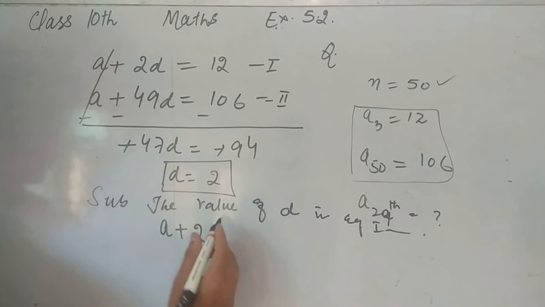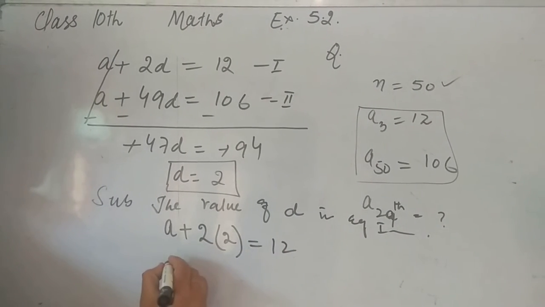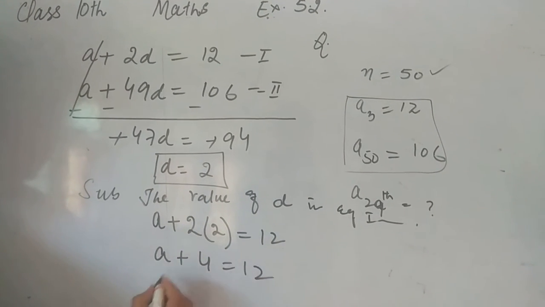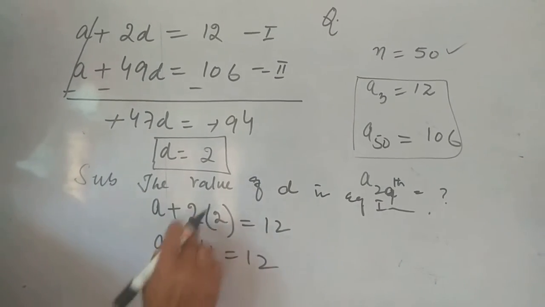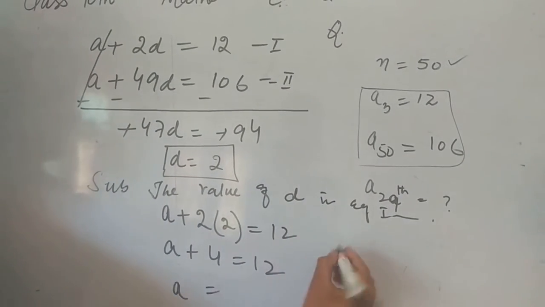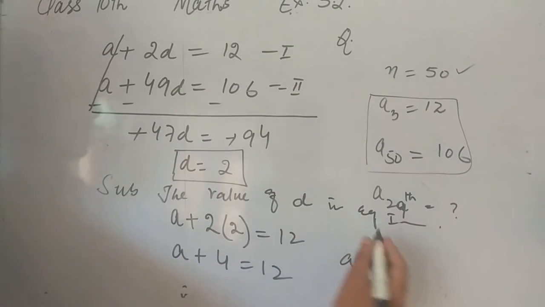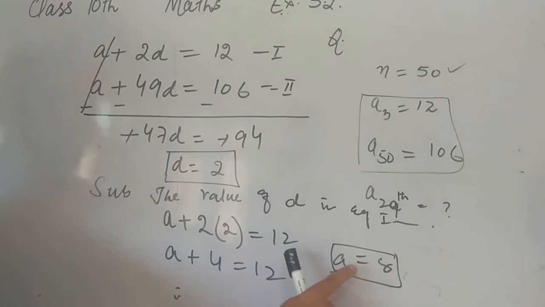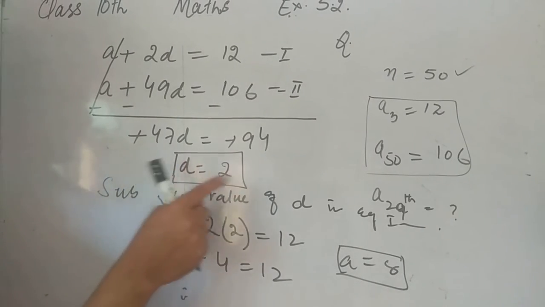d का value जो अभी आया 2, a plus 2 into 2 is equal to 12. So we get a plus 4 is equal to 12. Simply a is equal to 12 minus 4, 4 transpose होगा, so we get a is equal to 8. तो इस arithmetic progression की पहली term, a1, is equal to 8 और उसकी common difference है 2.